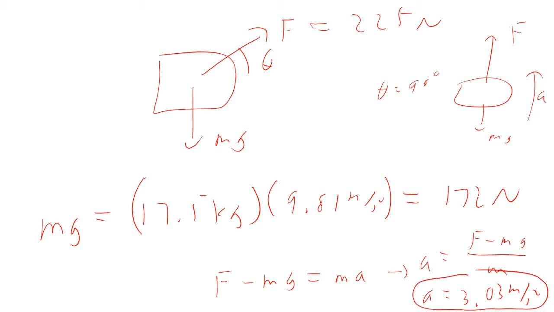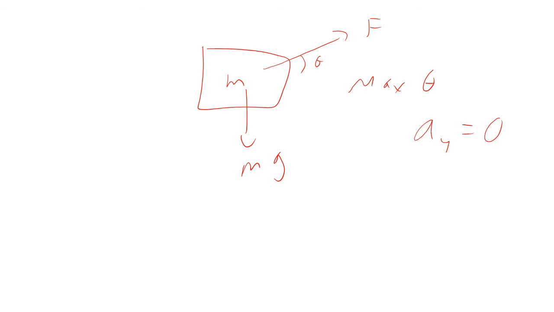Okay, but I don't want to do that. I don't want to accelerate it off the surface. So what I want to know is, given that I don't want to do that, what is the max theta so that it does not go off the surface. Okay, so we got mg pulling down. And so that means I want my y acceleration to be 0. I do not want it to come off the surface.